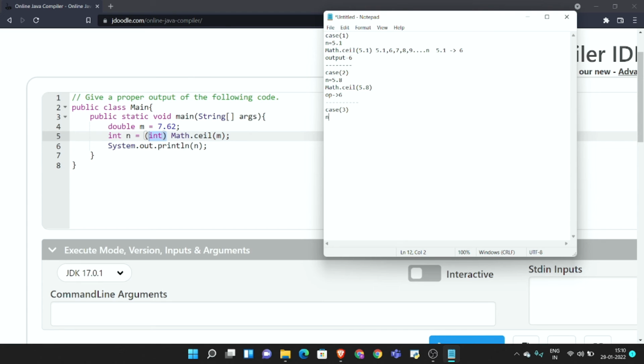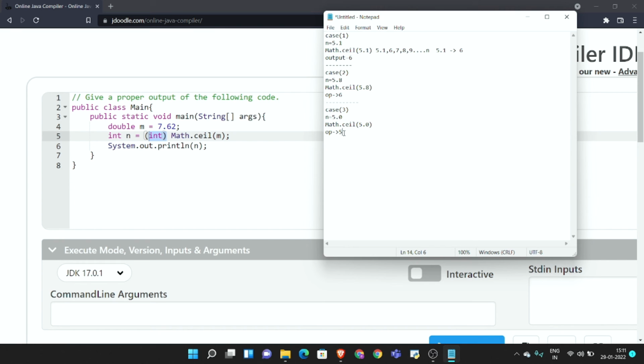So when it comes to case 3, now my number would be 5.0. So math.ceil of 5.0, what output are we going to get here? Yeah, as there is no floating part here, we would get the same output, that is 5. We won't get any other number rather than 5. So the output would be 5 here.